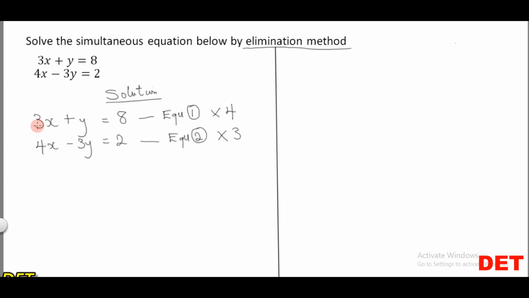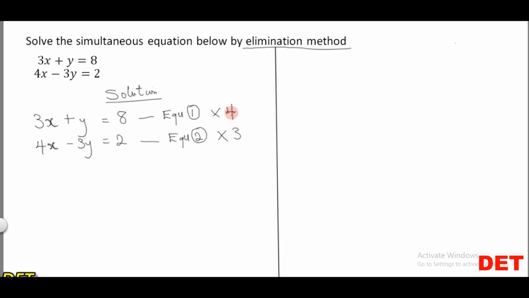Again, you multiply equation 1 by 4. That 4 is the coefficient of this x in the second equation. And then equation 2, you multiply it by 3. That 3 is the coefficient of this x in the first equation. Having done that, the next thing we're going to do is to multiply.